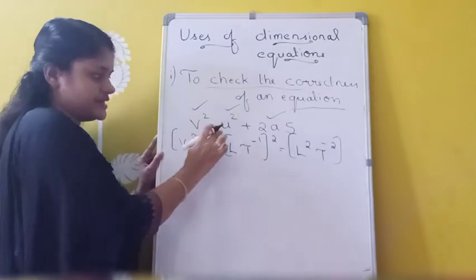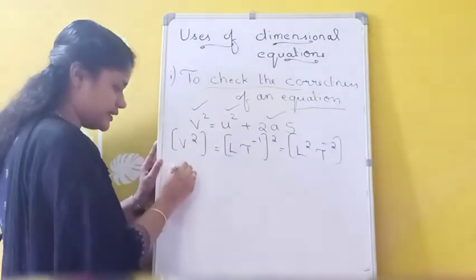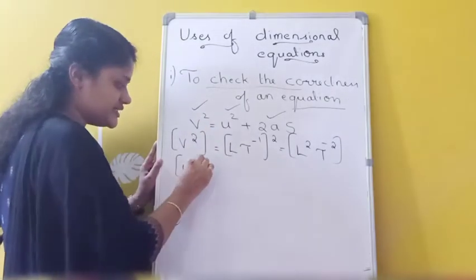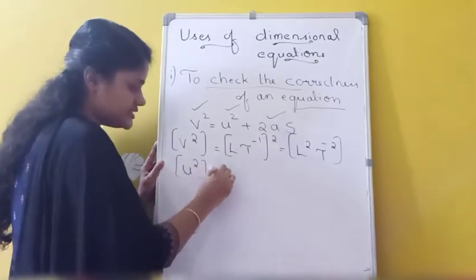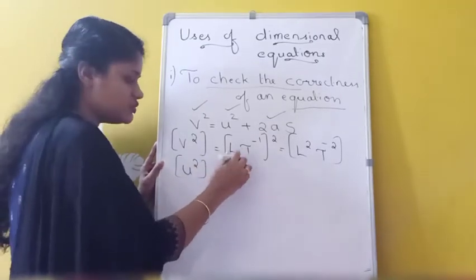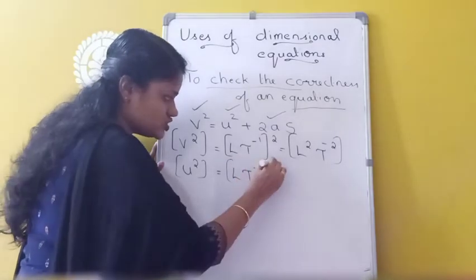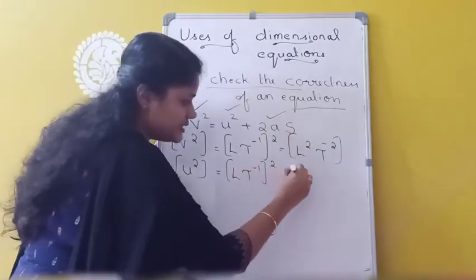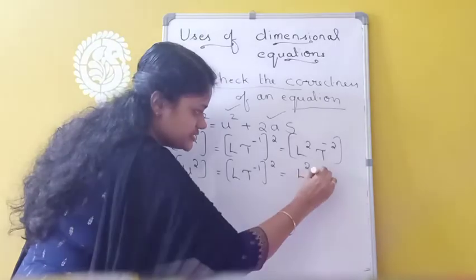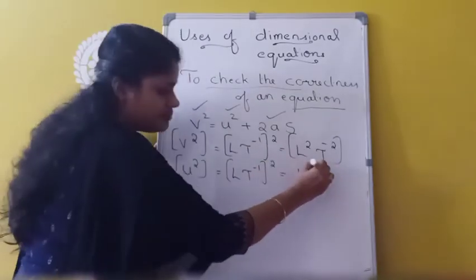Similarly, I am taking the second term, that means u square. U is the initial velocity. What is the dimension? The velocity dimension is the same, LT raised to minus 1 the whole square. That means L square T raised to minus 1 into 2, which is minus 2.